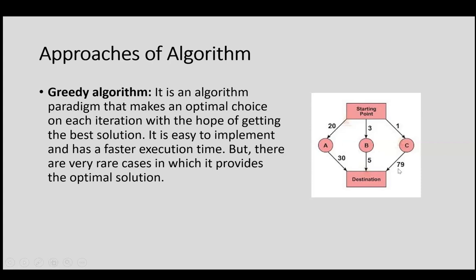Out of these three solutions, which is the optimal solution? It is B, choosing the path of B, because that would cost you less compared to other ways to reach a particular destination. So that is the greedy algorithm. Your greed is like you will always go for the optimal solution. Although you get other solutions, you will go for the optimal solution.